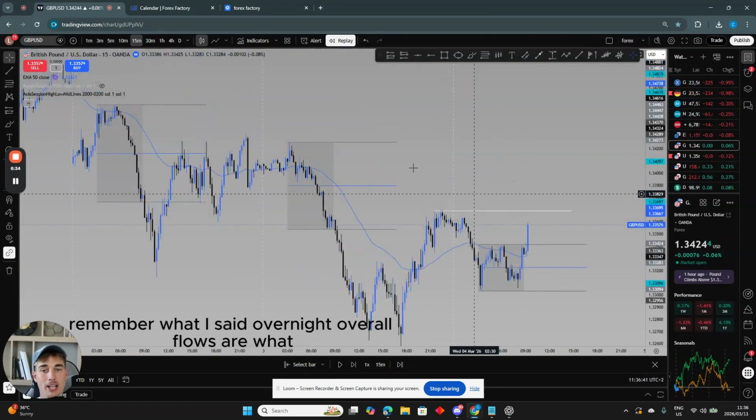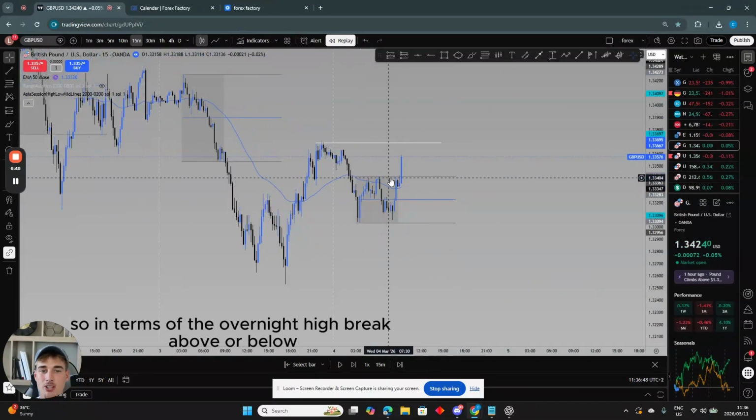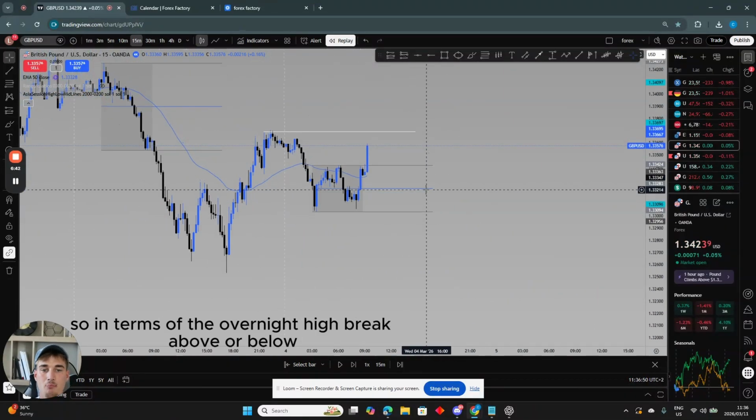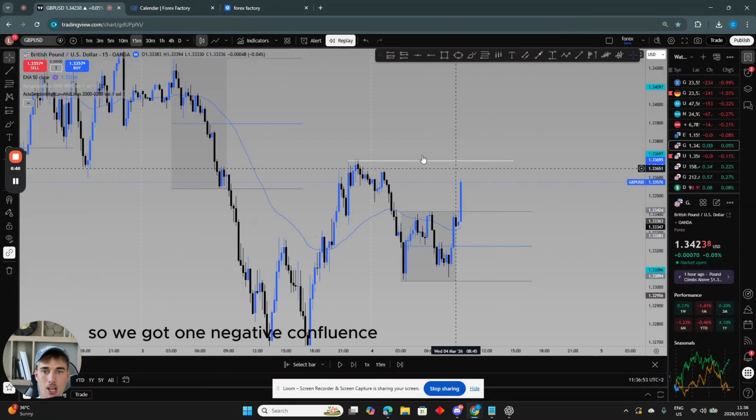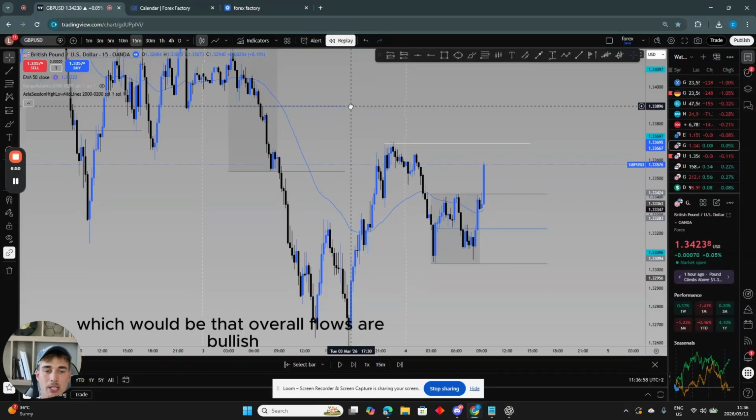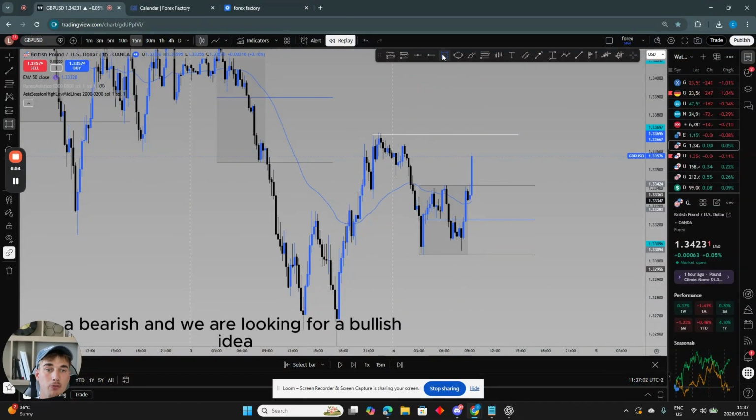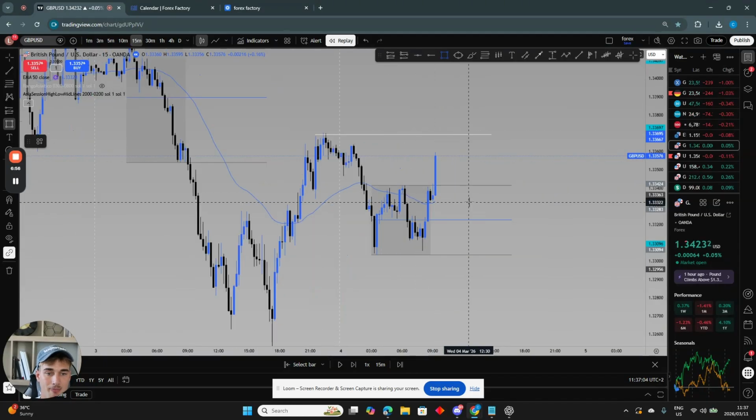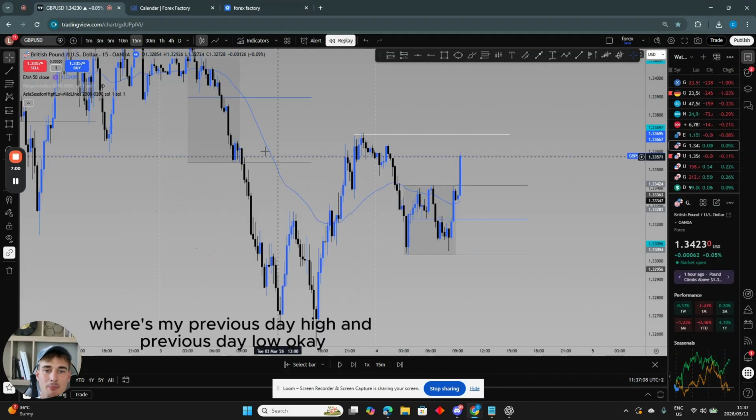Remember what I said, overall flows are what? Bearish. So in terms of the overnight high break above or below, ideally we want to follow that. So we've got one negative confluence, which would be that overall flows are bearish and we are looking for a bullish idea. Next thing I want to identify is, where's my previous day high and previous day low?